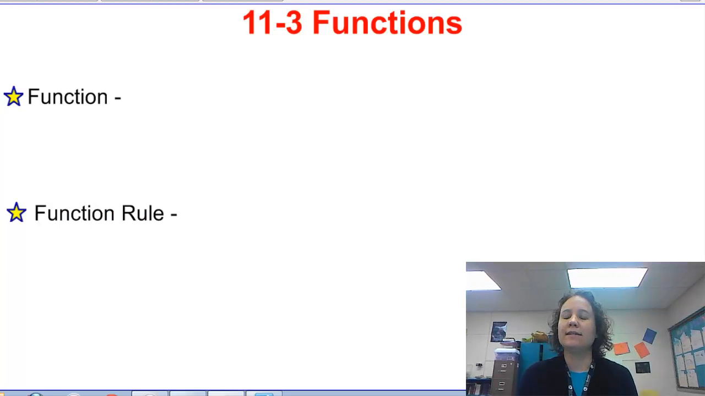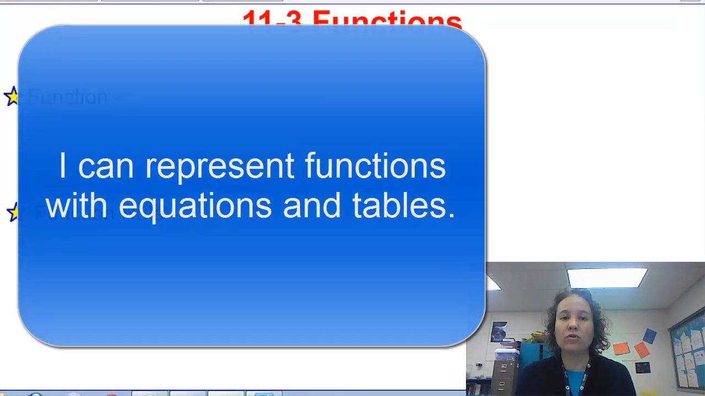Hi everybody! Today we're going to be talking about functions, and this is very related to everything we've been doing in Chapter 3. We're just going to give it some more fancy mathematical names, but it's very similar to what we've already been doing. This goes with the learning goal: I can represent functions with equations and tables.